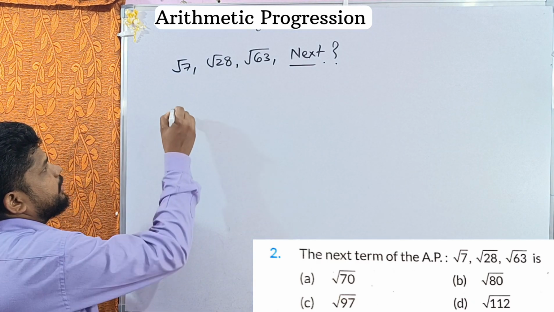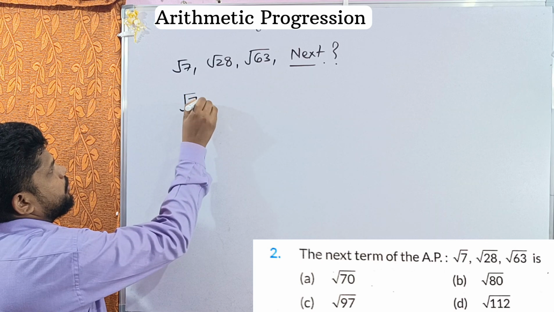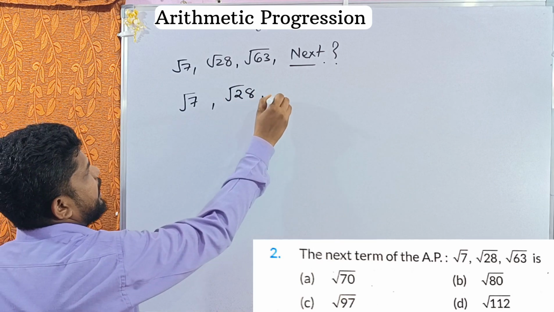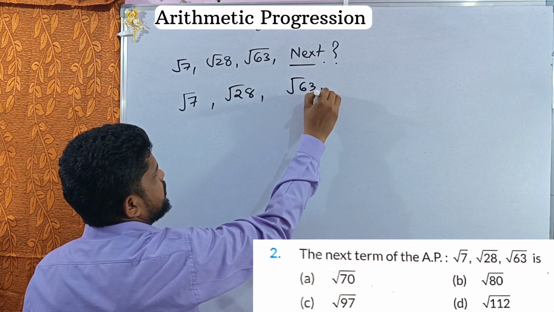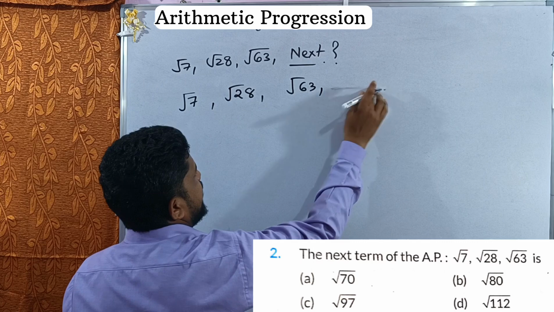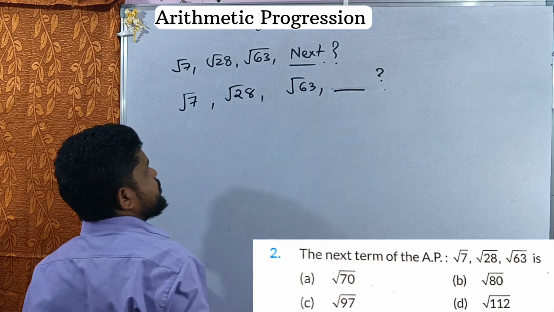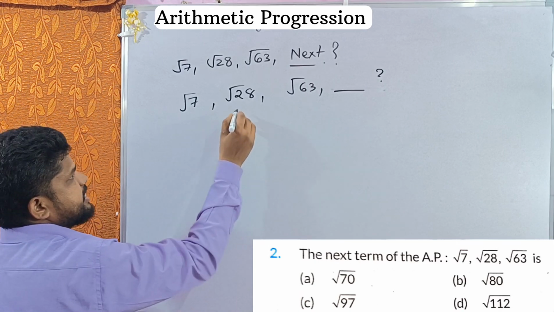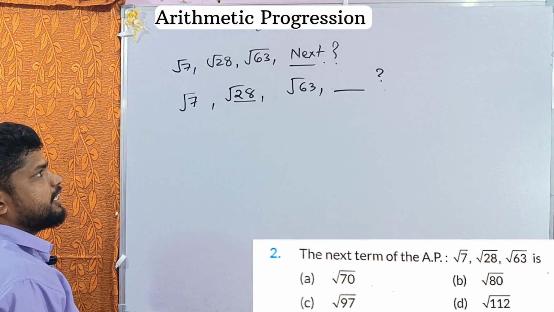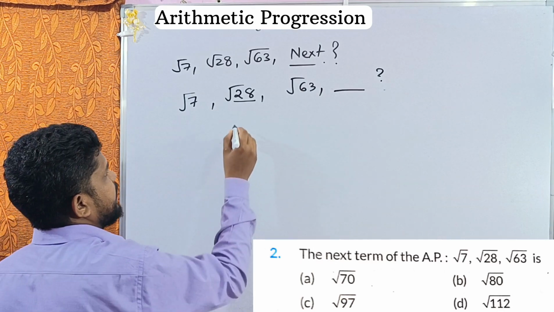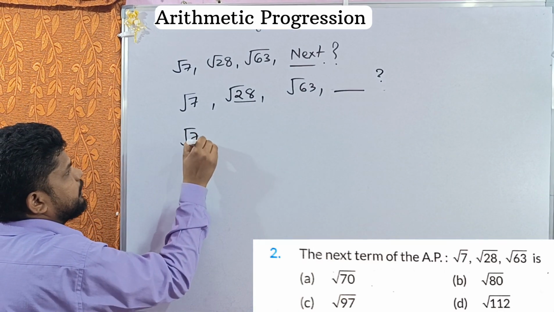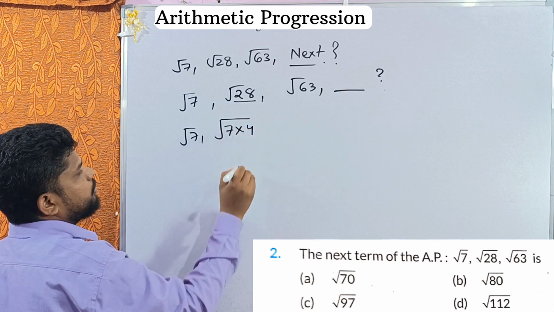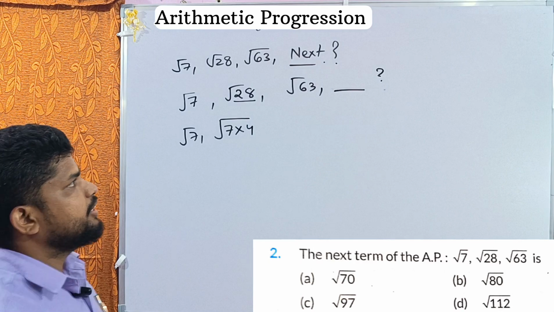Here, dear students, we are given that the first term is root 7, the second term is root 28 and the third term is root 63. We aim to find the next term. Can I write the number inside the root in terms of 7? I can write root 28 as root 7 into 4 because 7 fours are 28.